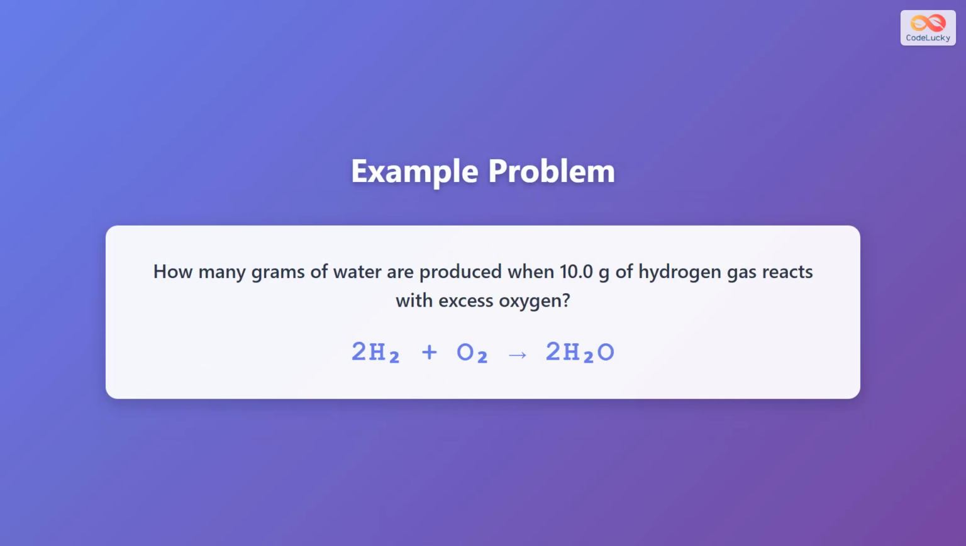Let's work through a concrete example to see this process in action. The problem asks, how many grams of water are produced when 10.0 grams of hydrogen gas reacts with excess oxygen? The balanced equation is 2H2 plus O2 yields 2H2O. Notice that oxygen is in excess, which means we have more than enough oxygen, so hydrogen is our limiting reactant and the one we'll base our calculations on.